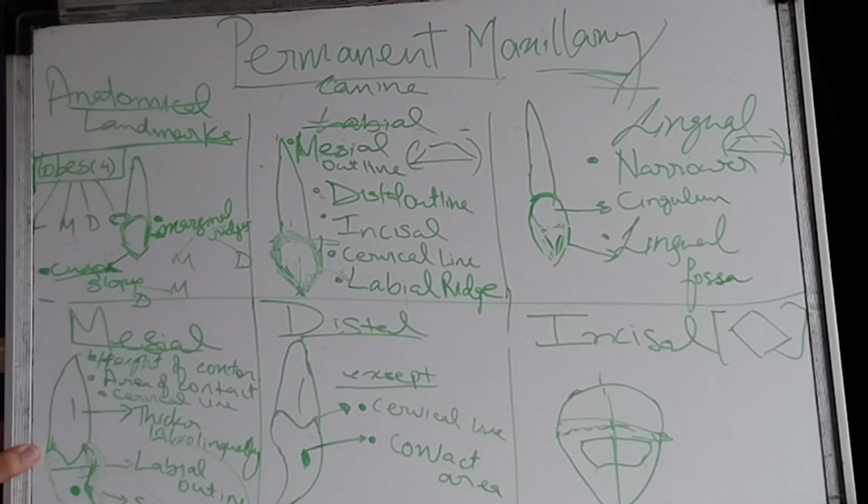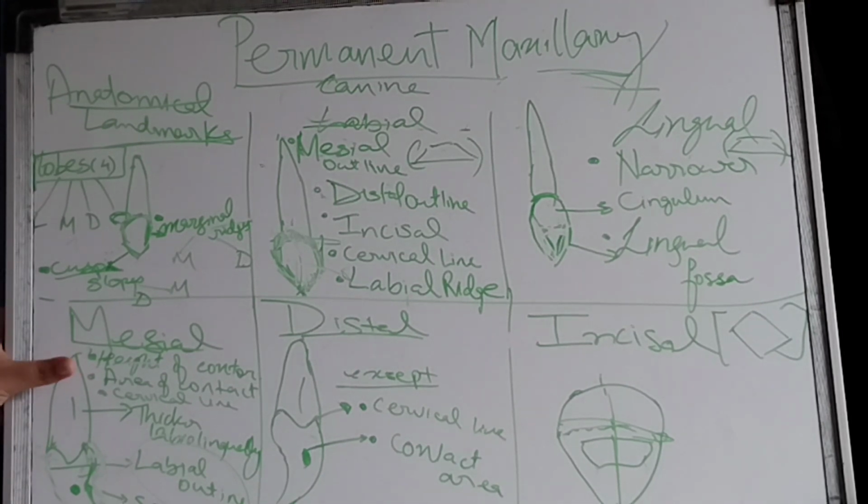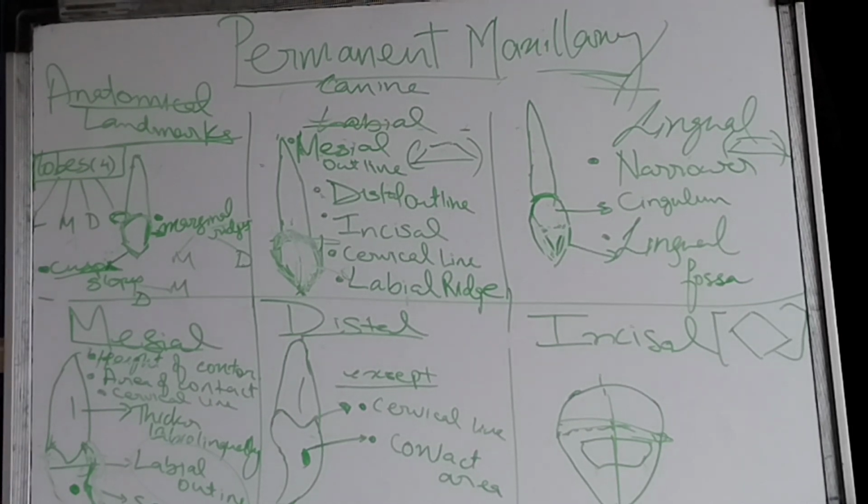Then we have the area of contact. So the area of contact at the mesial aspect is at the junction of the middle and incisal third. And discussing the cervical outline, it is pointing at the cusp tip and it is convex.